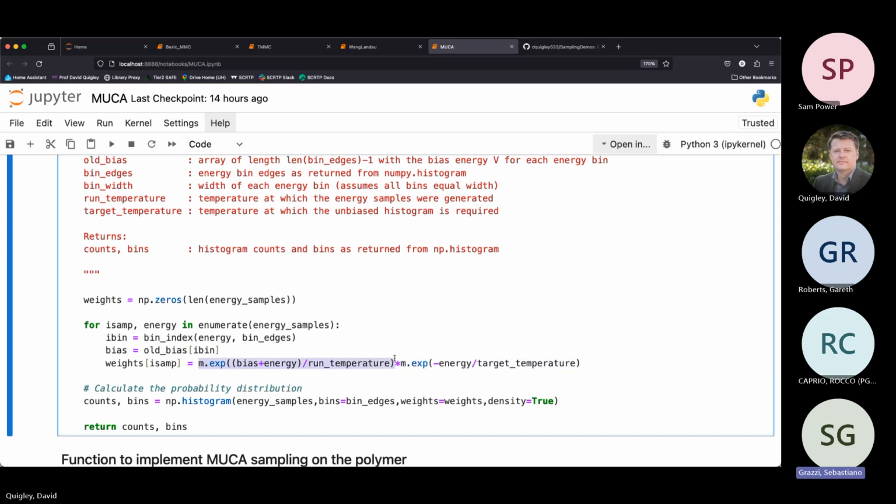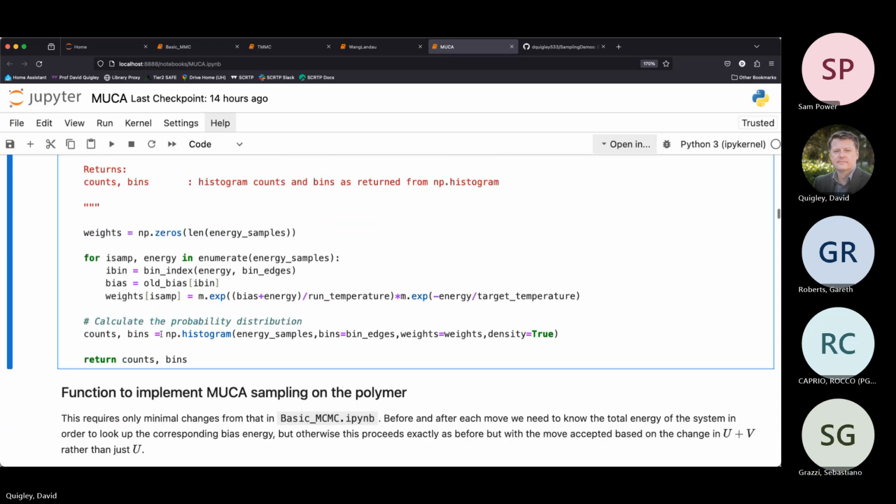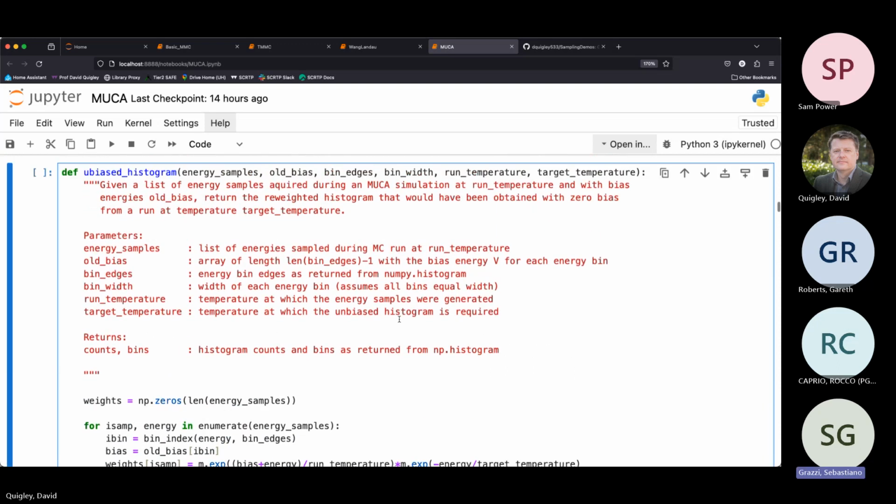So that's giving me how much should I count each sample when I build a histogram, such that I get an unbiased histogram at whatever temperature I've told it to compute it for. So it's really trivial. It's just what weights have I got? What weights do I want? Divide one by the other. And then one thing I learned that I didn't know is that NumPy will do that for you as well. You can just build me a histogram, but count each sample with a weight that isn't 1. I didn't know NumPy would do that, but apparently it does. It does that bit right.